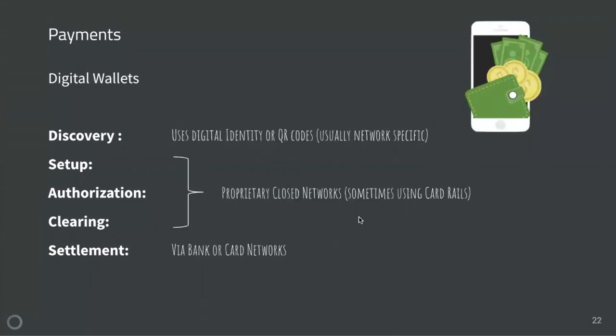Digital wallets, roughly the same. You scan a QR code, you use the PayPal address of the person you're sending money to, but these are all closed silos. They're network specific. And so the setup and the authorization portions and even the clearing tend to be very specific to the network. They don't provide any sort of easy way to interoperate with other networks. I can't see, for example, how an Alipay and a PayPal might interoperate easily.